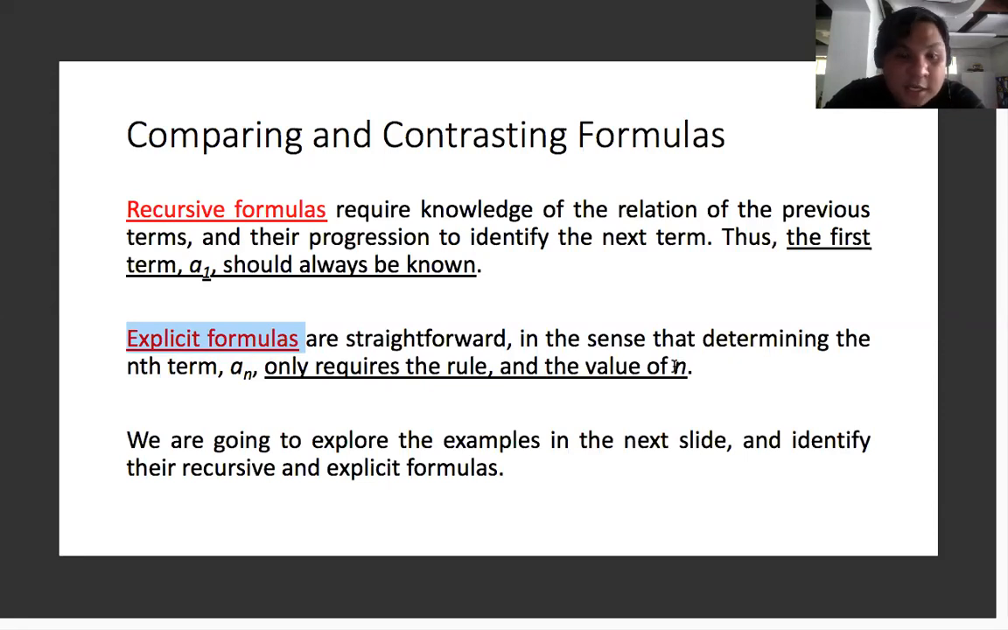Hopefully that enlightens you on how you approach recursive and explicit formulas. The next slide will go over some examples, where we're going to identify their explicit and recursive formulas. Remember, for recursive, you need to identify the rule to determine the next term. For explicit, you need to identify the rule to figure out a specific nth term.